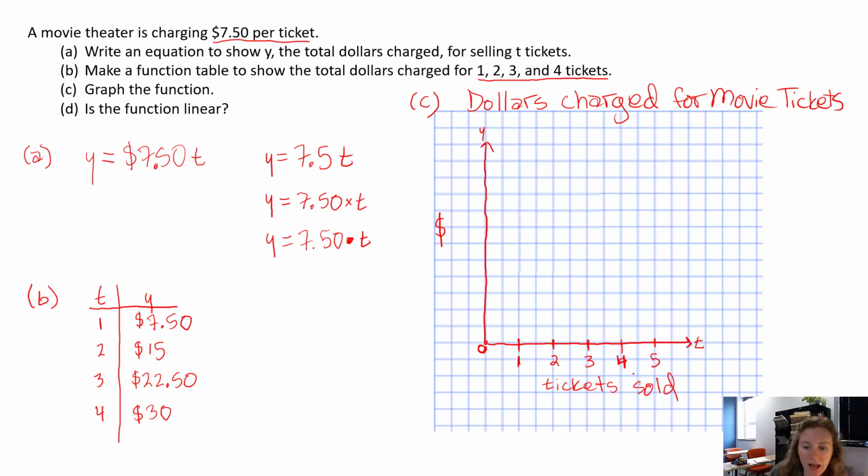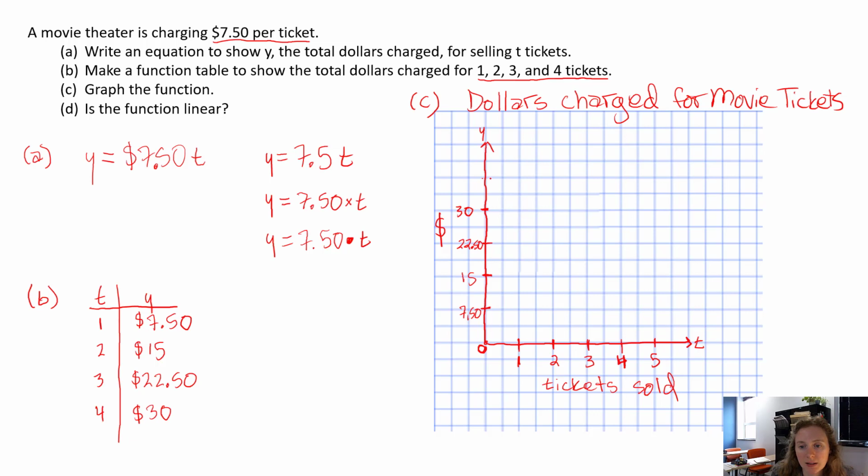And then with my vertical axis, like I said, I think I'm going to try to count by 7.5s because that'll be easiest. So let's do 7.50 and then 15, 22.50. And again, I'm counting by 7.5s here because that's like our base unit. We're charging 7.50 per ticket, so each time we go up a ticket, we're going up by 7.5.